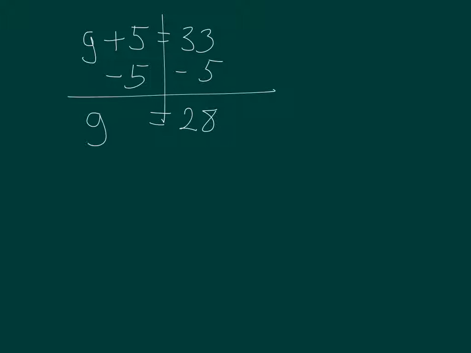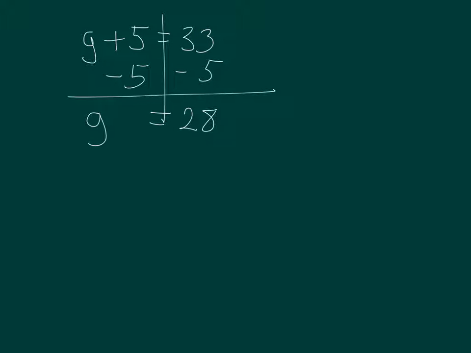And in case you're wondering, do I want to take away 33 or do I want to take away 5? Well, you always want to take away the thing that is on the same side of the equation as the variable. It wouldn't make sense to take 33 away from both sides, because that wouldn't help. We wouldn't get g by itself. And the objective is to get the variable by itself on one side and the number by itself on the other side. So that's why we want to get rid of this 5, rather than this 33.